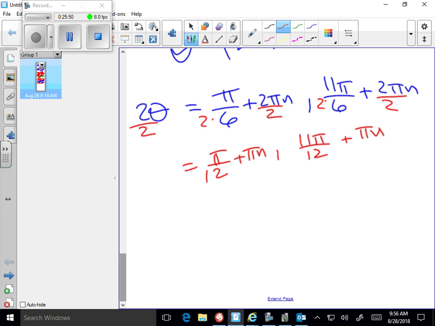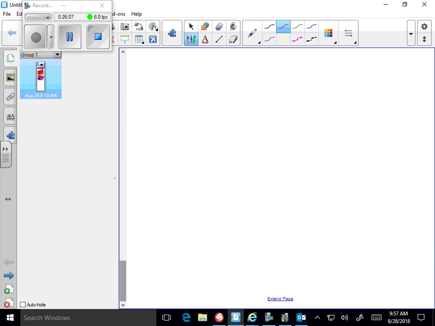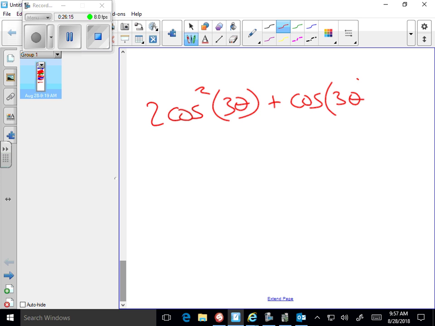Okay, so divide sooner. Or build the model sooner so that you divide everything. Okay, cool. Ben, any questions about the pi n stuff? Sweet. Okay. So why don't we continue with that theme with 2 cosine squared 3 theta plus cosine 3 theta equals 0. And let's go back to 0 to 2 pi.